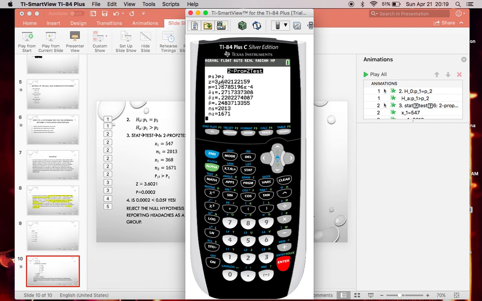So here we make sure that the top line matches our alternative. So does our alternative say P1 greater than P2? And it does. Here's our z-score, 3.6021, and here's our p-value, 1.5785. But then notice the e to the -4. E to the -4 means we're going to move this decimal place 4 places to the left, so we're left with 0.0002. And then it gives you the p-hat1, p-hat2, p-hat, and your sample sizes again.